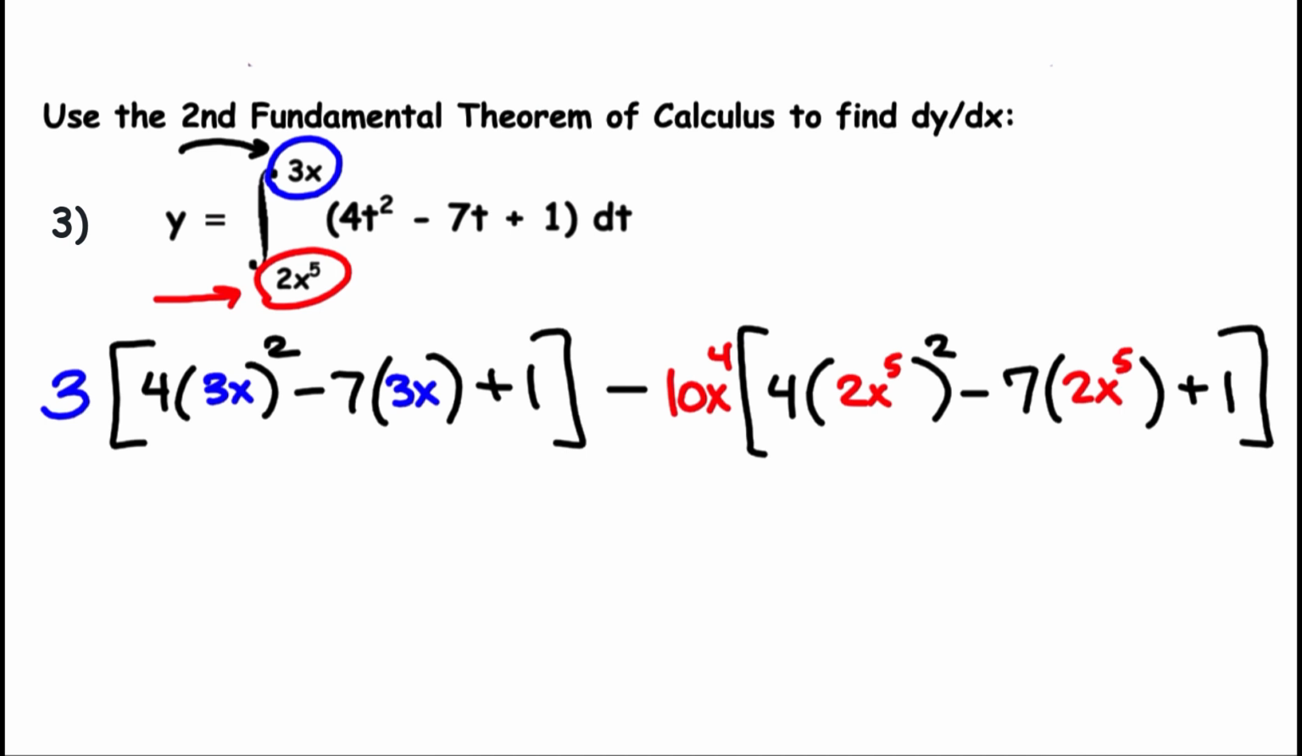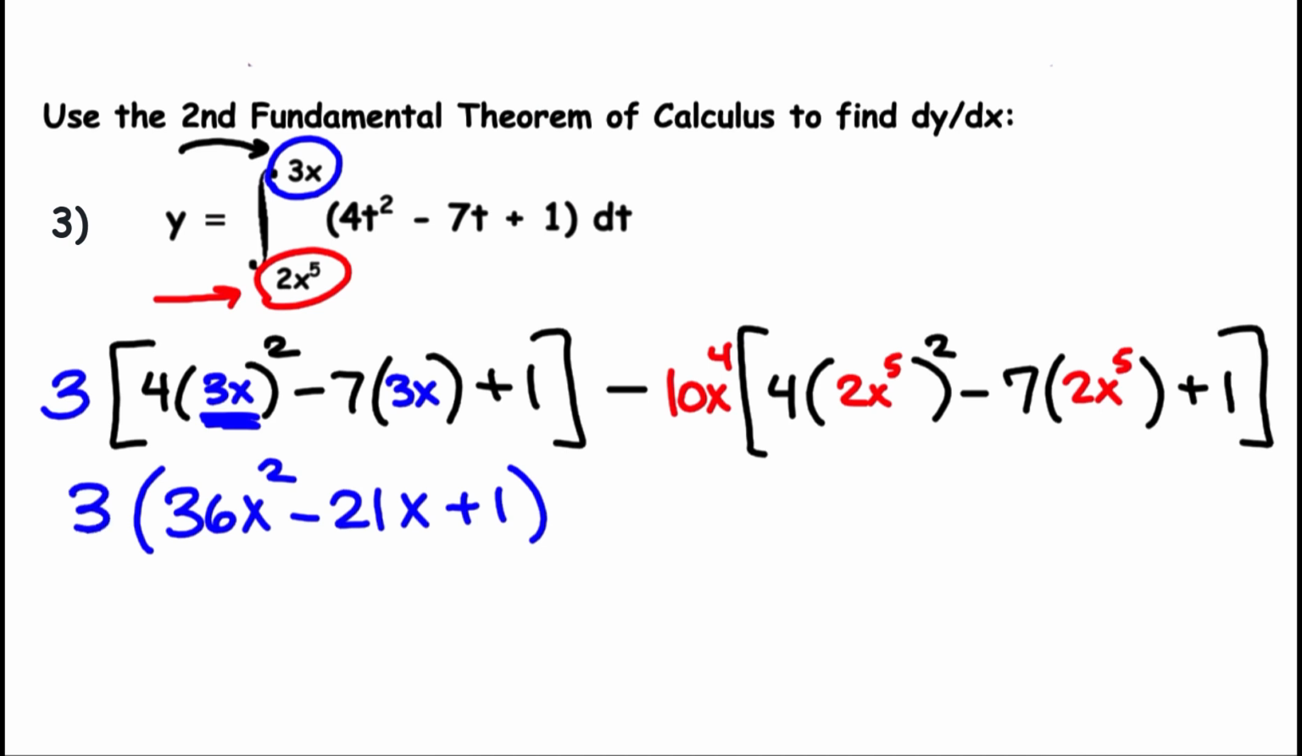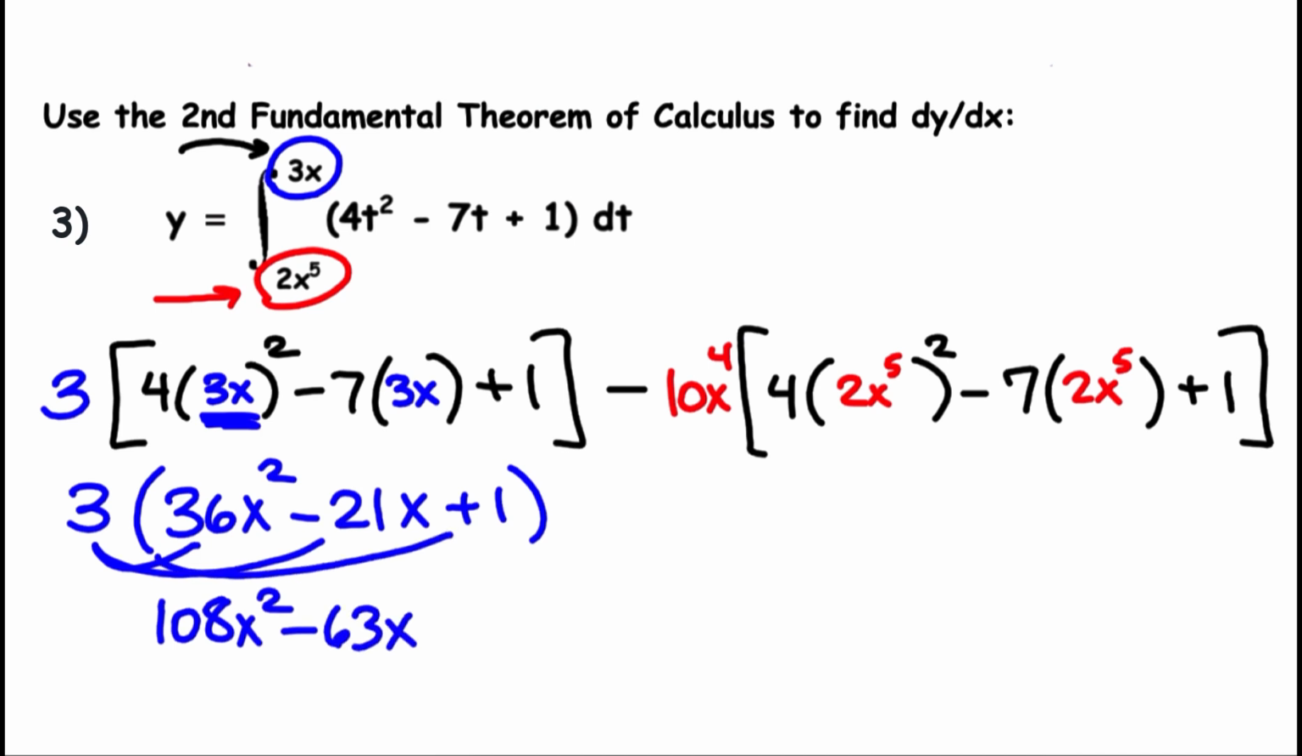3, 2, 1. We'll start by squaring 3x. 3x times 3x is 9x squared times 4. That's 36x squared, minus 21x plus 1. That is going to get tripled. So we'll have 108x squared minus 63x plus 3. Okay, awesome. Okay, over to the red.